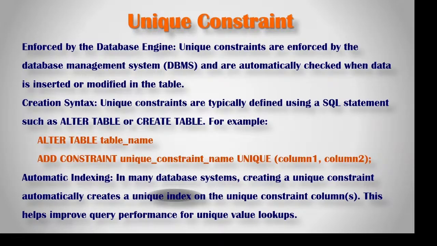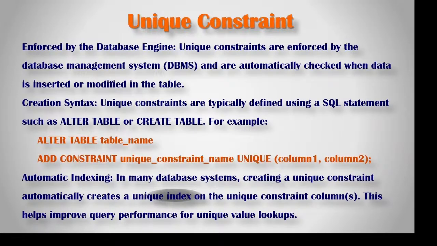Single column or composite constraint. A unique constraint can be defined on a single column or a combination of multiple columns. Composite unique constraints are used when a single column cannot uniquely identify rows.